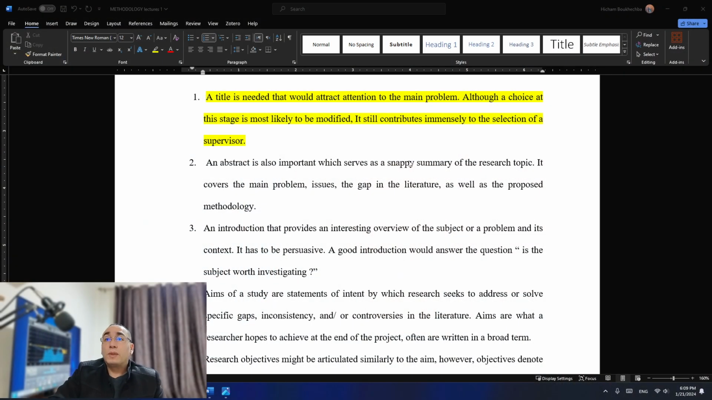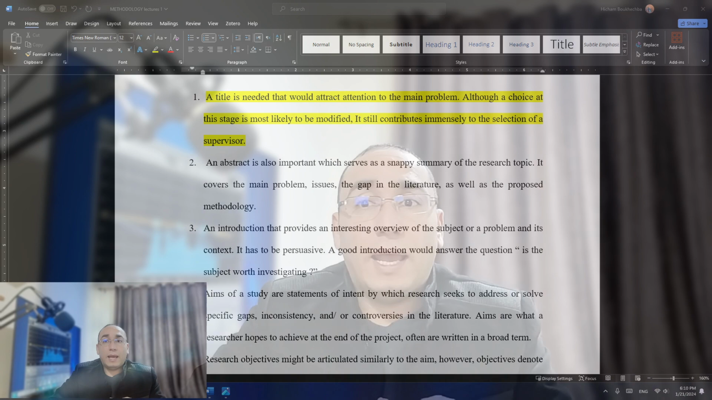Now, number two, an abstract is also important, which serves as a snappy summary of the research topic. It covers the main problem, issues, the gap in the literature, as well as the proposed methodology. The abstract, like in the final research, is a summary of what you are going to say. So instead of reading maybe 5-6 pages, sometimes up to 30 pages, depending on the type of research, I'm just going to read your abstract directly, and then I will understand what you are going to do. So that's why it's very important.